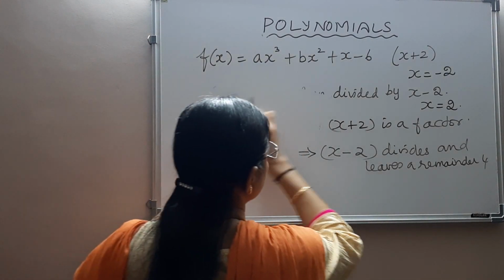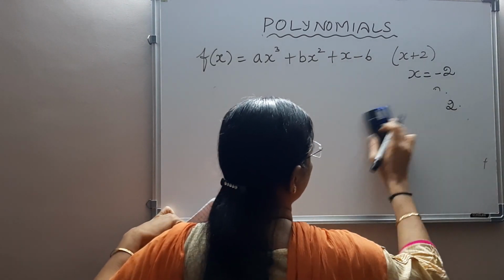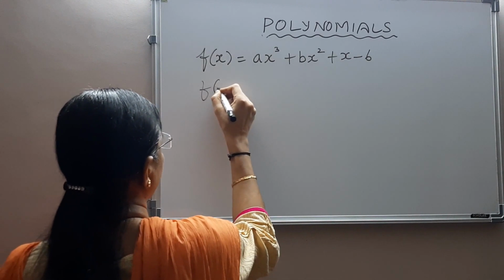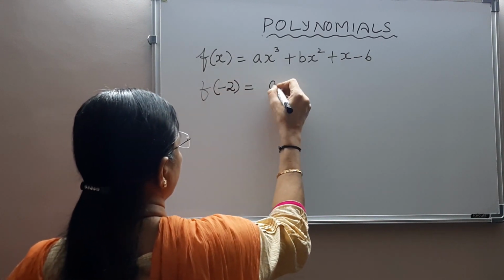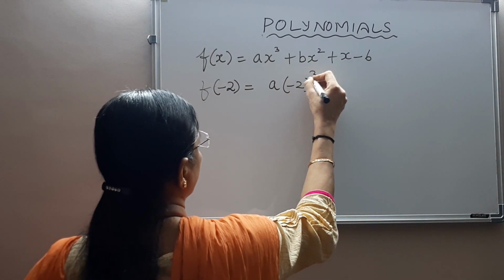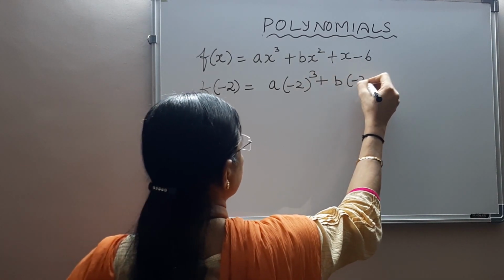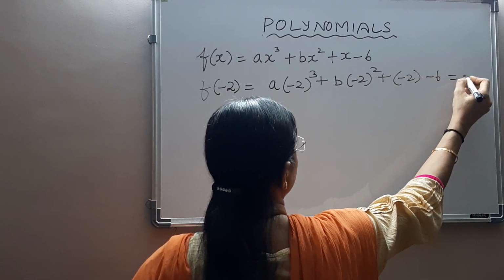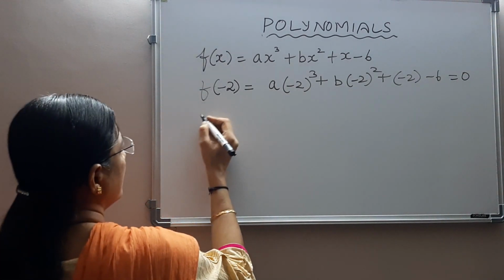So f of minus 2 should be equated to 0 and f of 2 should be equated to 4. So f of minus 2 is equal to a into minus 2 the whole cube plus b into minus 2 the whole square plus minus 2 minus 6, and this should be equated to 0, isn't it?